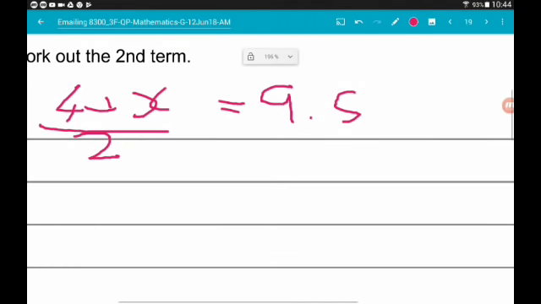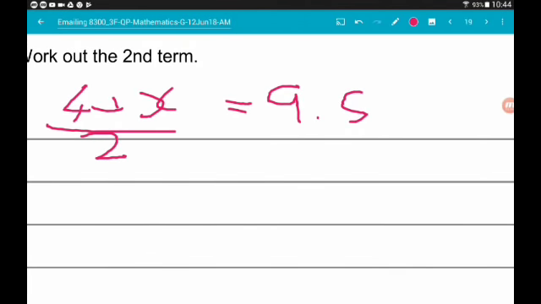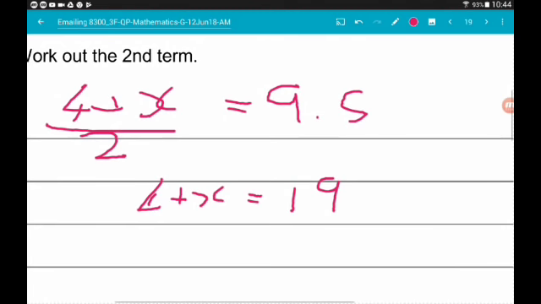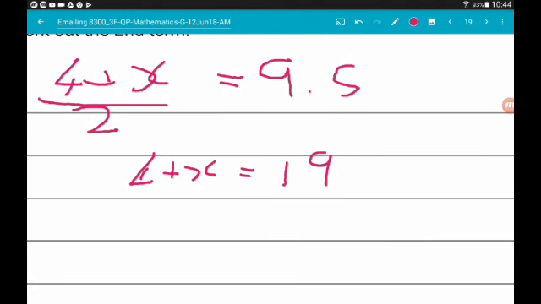Now we can solve this equation. 4 plus x is being divided by 2, so we're going to multiply by 2, so we know that 4 plus x is 2 times 9.5, which is 19. And then if we take away the 4, we get x is equal to 15. Cool.